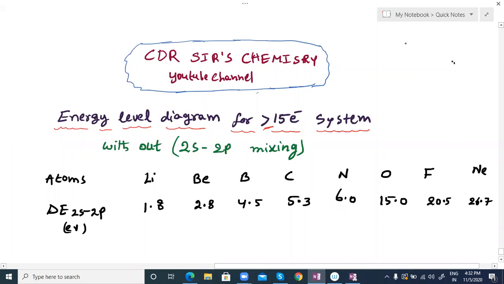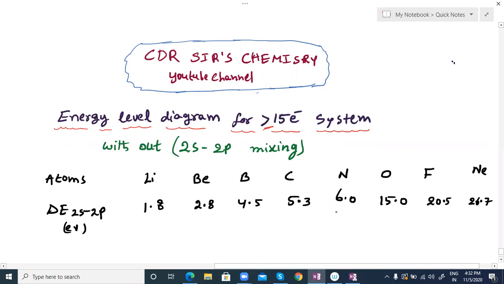In this video, I am discussing O2 molecule formation and why molecules with more than 14 electrons have a different energy level diagram, with the reasons and values I am discussing here. So we can see here, without 2s-2p mixing, we even had a previous JEE question based on this one.